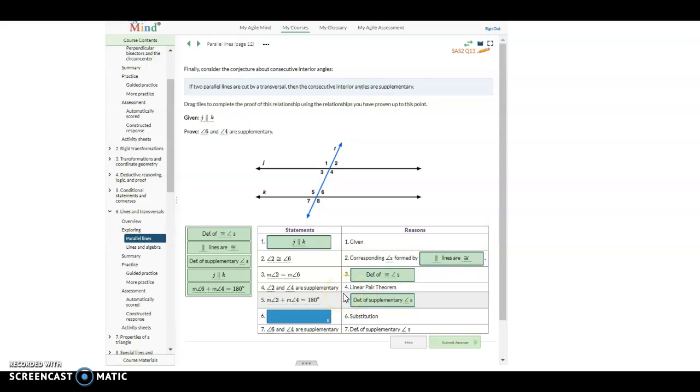Now I can do some substitution. Since I know that angles 2 and 6 are congruent, then I can replace angle 2 in step 5 with angle 6 and write that angles 6 and 4 add to be 180. And then using the definition of supplementary again, since they add to be 180, that means that they are supplementary. So that proves the consecutive interior angles theorem.